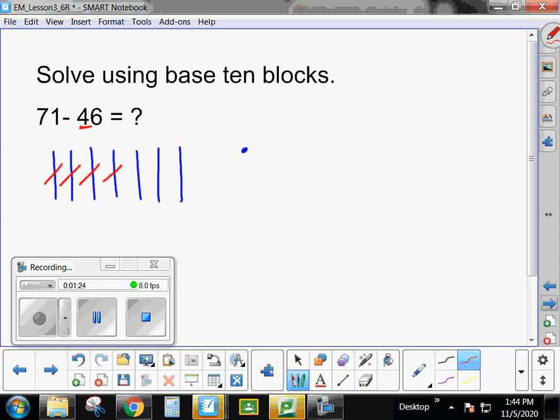Now what happens when I go to subtract my 6 ones? I don't have enough, right? What am I going to do? I'm going to have to trade a 10 for 10 ones. Okay, I traded. Now I'm able to subtract 6. 1, 2, 3, 4, 5, 6. So let's look to see what I have left. I have 2 10s, so I have 20. And I have 5 1s, so 25.